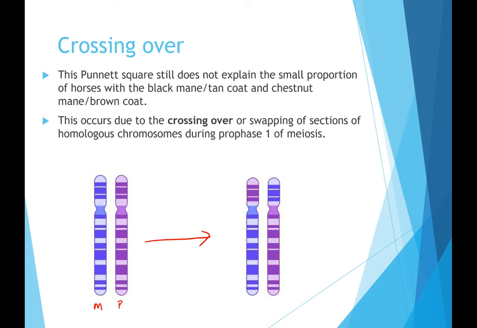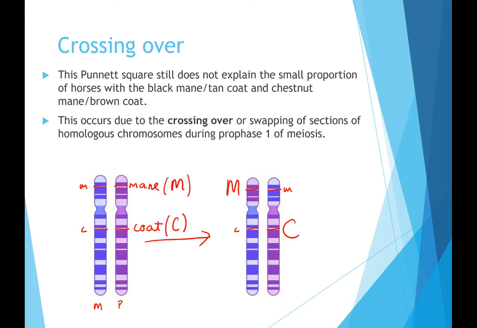So for example, let's say that these two genes, the mane color was up here and the coat color was down here. If that happened and we had the big M, big C here, but here we had the little m, little c, all right? Those big M's and big C's, they would no longer be found on the same chromosome. So here we would find the little m. Down here we would find the big C. Here we would find the big M, but here we would find the little c. All right, and that's how we're going to get those horses with the black mane, tan coat, and chestnut mane, brown coat.